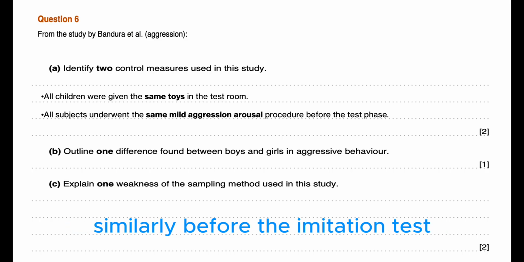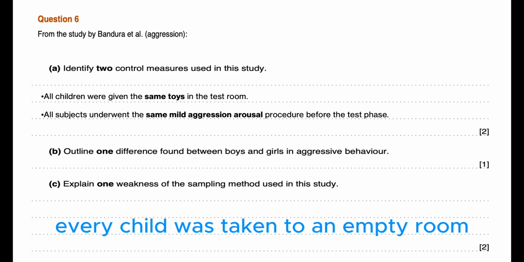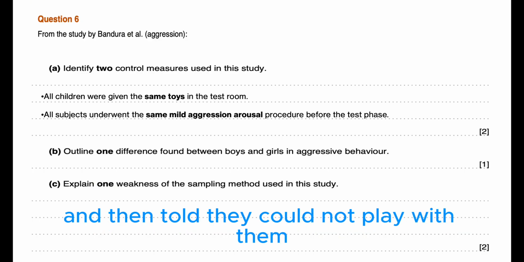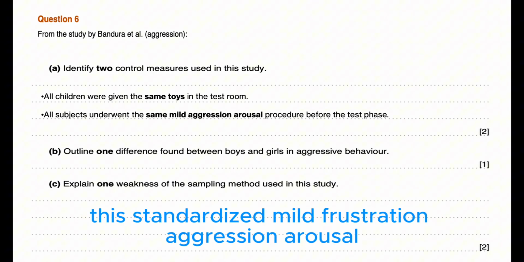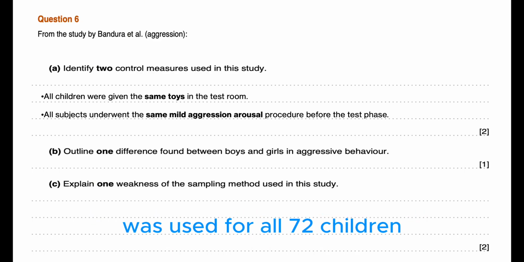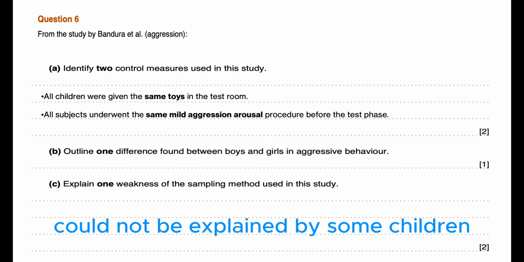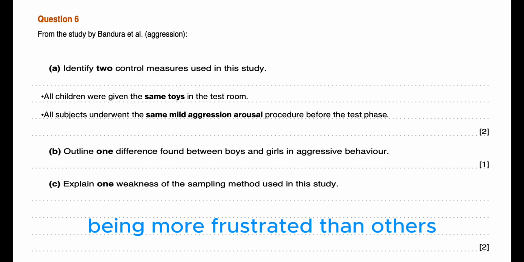Similarly, before the imitation test, every child was taken to an anteroom with attractive toys and then told they could not play with them. This standardized mild frustration, aggression arousal, was used for all 72 children, so that differences in aggression during the test phase could not be explained by some children being more frustrated than others.